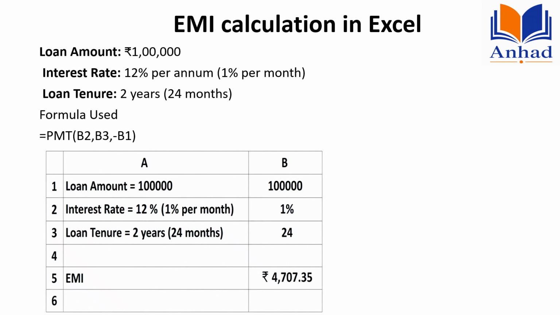Now the question arises, why is the loan amount written in cell B1 written in negative? In the PMT function, the loan amount is entered as minus 1 lakh because it represents cash received by the borrower. Using a negative value makes the EMI appear as a positive payment.